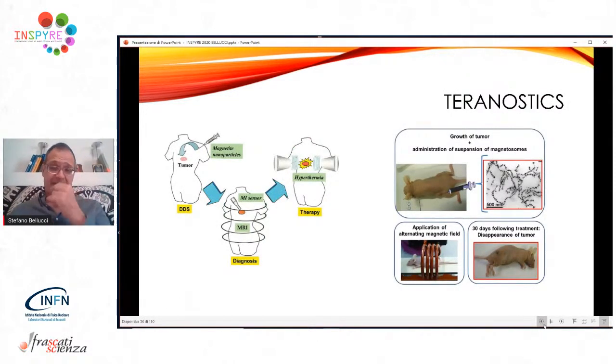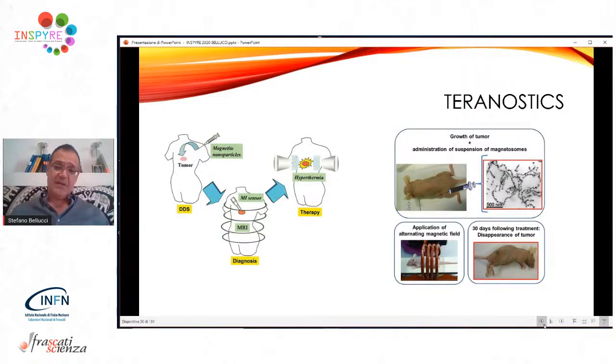In this sense, the magnetic properties allow us to marry therapy and diagnostics. It's well known since decades that we use magnetic fields for diagnostics. This is called magnetic resonance imaging. It is based on the injection of magnetic particles, for instance, magnetite. In this experiment, magnetosomes have been used. This is a particular type of drug delivery particle. Here, they're used to carry magnetic particles on them.